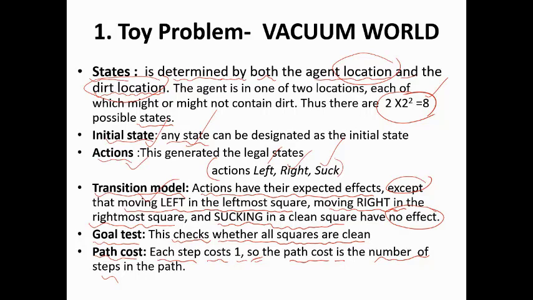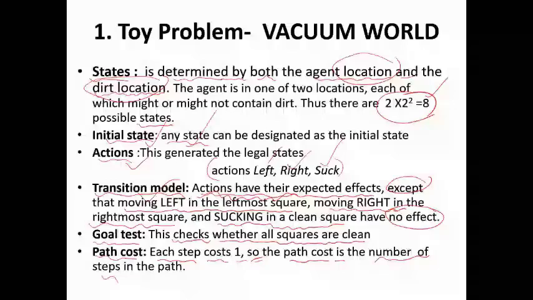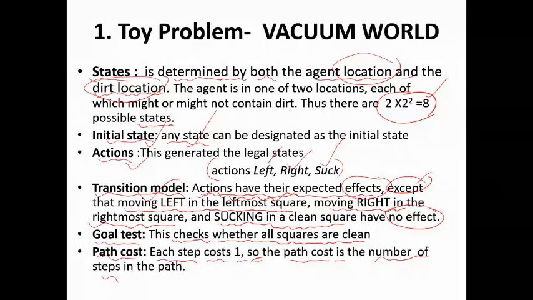Transition models are where actions have their expected effect. So in the transition model, except for 3 possibilities, all of them are effective. The actions have their expected effects, so it can clean area A or area B, like this. And there are three possibilities where we say there's no effect.